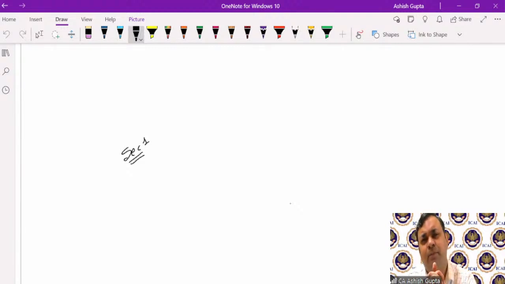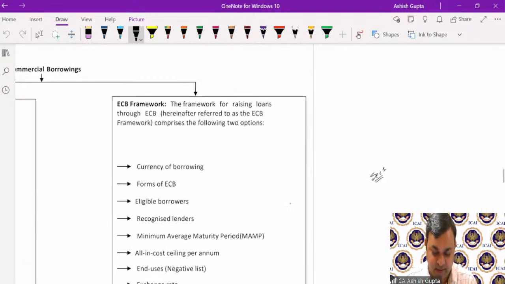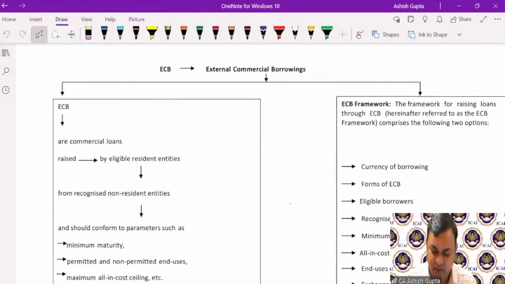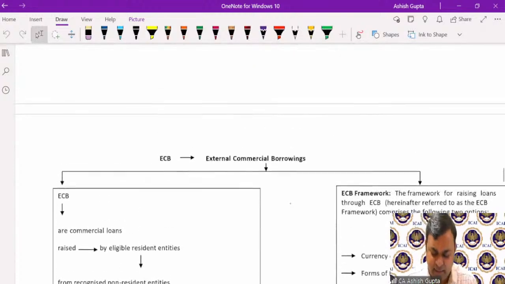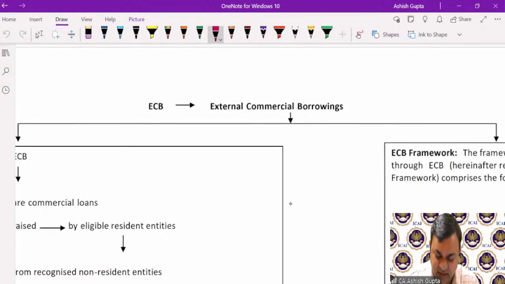Then we proceeded towards the export of goods and services, which falls under the transactions of Section 6, called capital account transactions, right? Then we completed the ODI part. ODI means overseas direct investment. Okay, so today we are going to start. FEMA is a very small topic, but it requires a little more consideration. So we are going to start the ECB part. ECB is the last topic as far as the CS syllabus is concerned.